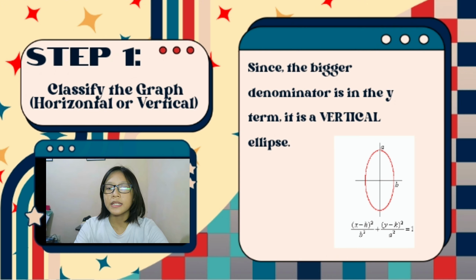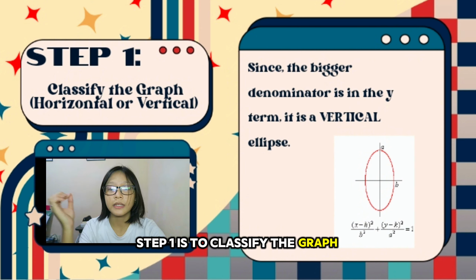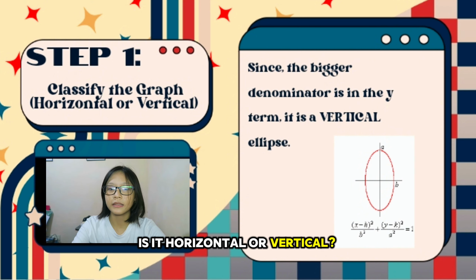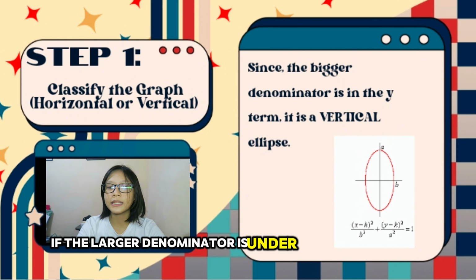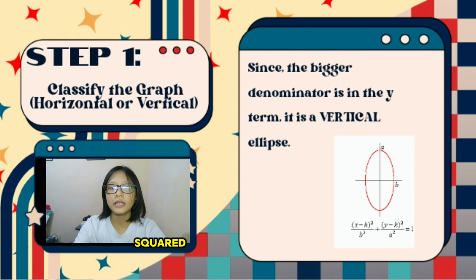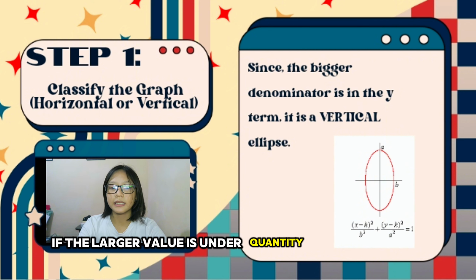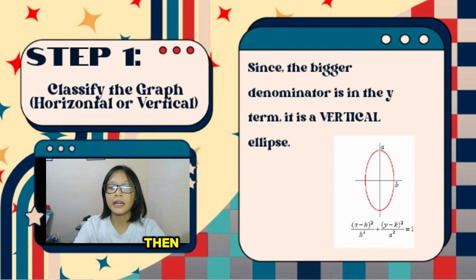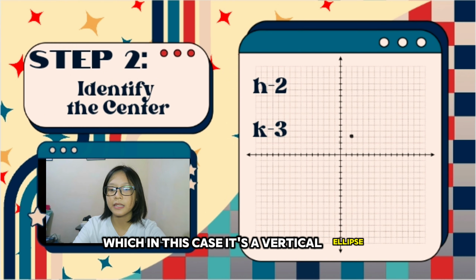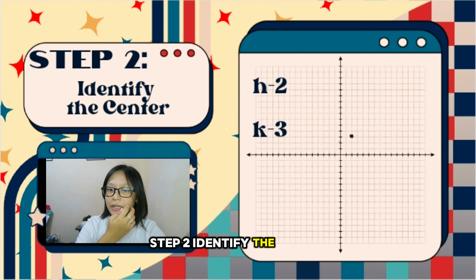Quantity x plus 2 squared divided by 2 squared plus quantity y plus 3 squared divided by 3 squared equals 1. Step 1 is to classify the graph. Is it horizontal or vertical? To know this, look at the equation. If the larger denominator is under quantity x minus h squared, then it's a horizontal ellipse. If the larger value is under quantity y minus k squared, then the ellipse is vertical, which in this case, it's a vertical ellipse.